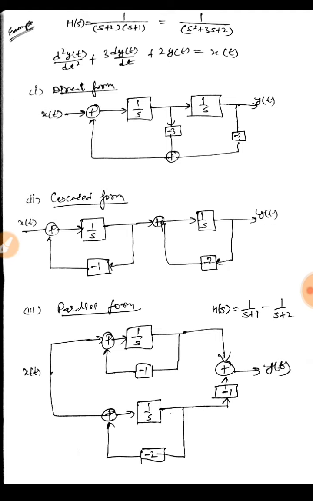There are three methods: the direct form, which you can easily do using the differential equation; second, the cascaded form, in which the transfer function is written as the multiplication of two transfer functions; and the parallel form, in which we have the transfer function as the addition of two functions.